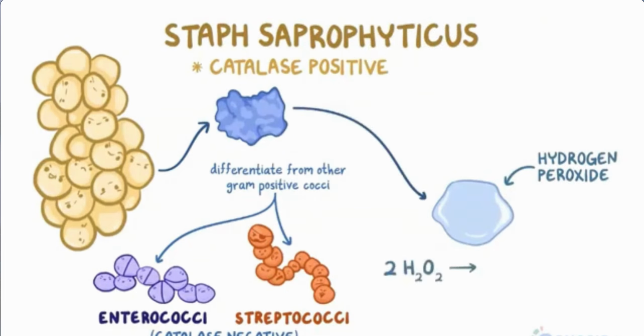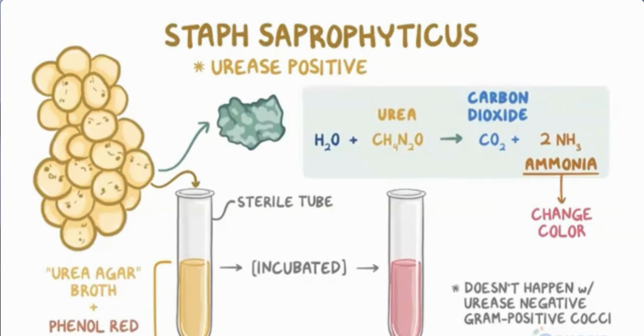Staph saprophyticus is also urease positive, meaning it produces an enzyme called urease that dissociates urea into carbon dioxide and ammonia. This can be tested by transferring a pure sample of bacteria from the culture to a sterile tube containing a mixture of urea agar broth and phenol red. Then, the mixture is incubated. So, with Staph saprophyticus, urease makes urea dissociate into carbon dioxide and ammonia. Ammonia then makes the mixture change color, from orange-yellow to bright pink. This doesn't happen with urease-negative gram-positive cocci, like Streptococcus pneumoniae or Enterococcus faecalis.